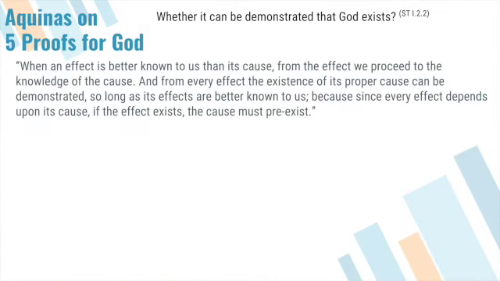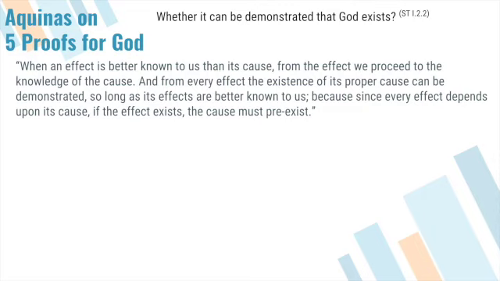He continues by saying, when an effect is better known to us than its cause, from the effect we proceed to the knowledge of the cause, and from every effect the existence of its proper cause can be demonstrated, so long as its effects are better known to us. Because since every effect depends upon its cause, if the effect exists, the cause must pre-exist. In other words, we show up on a crime scene and we see a bunch of shattered glass and blood on the ground, and we know that we are looking at an effect. So there must be a cause.